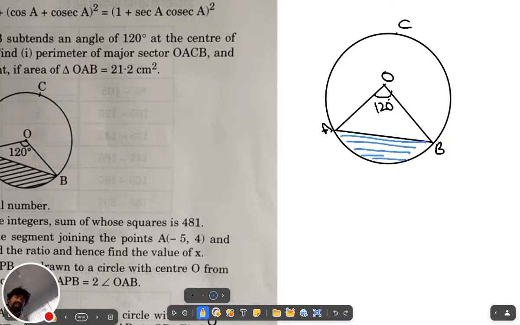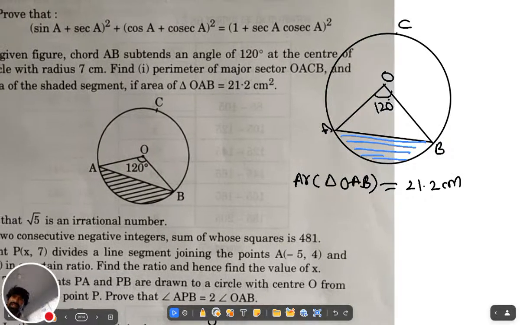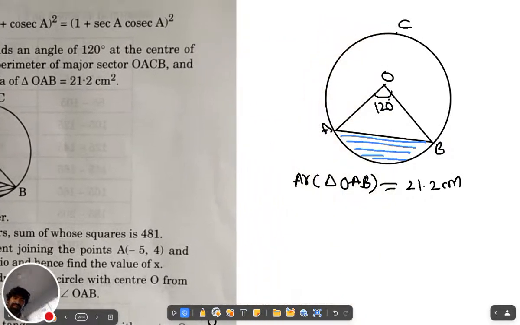Okay, what is given? It is given that the area of triangle OAB is 21.2 centimeters square, and the radius of the circle is, what is the radius of the circle? 7 centimeters. Radius of the circle is 7 centimeters. This is 7 centimeters.